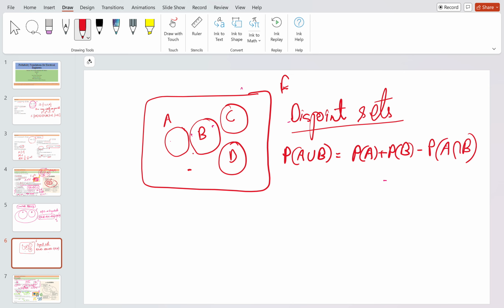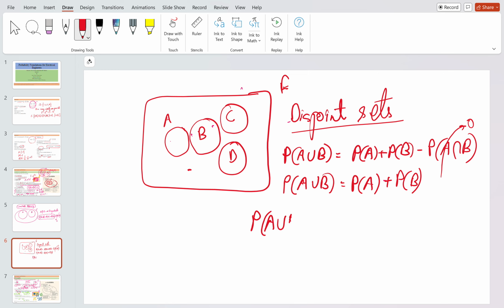Here there is no common point in A and B, so the intersection will be equal to 0. It means the probability of A union B is equal to probability of A plus probability of B. Similarly, what is the probability of A union B union C? It will be simply equal to probability of A plus probability of B plus probability of C.